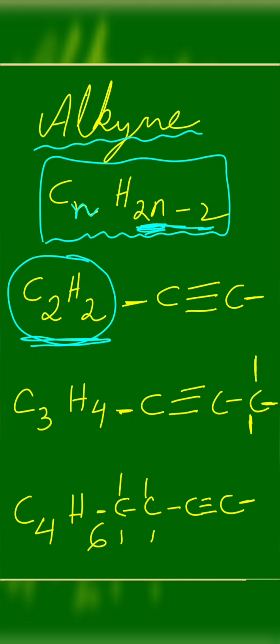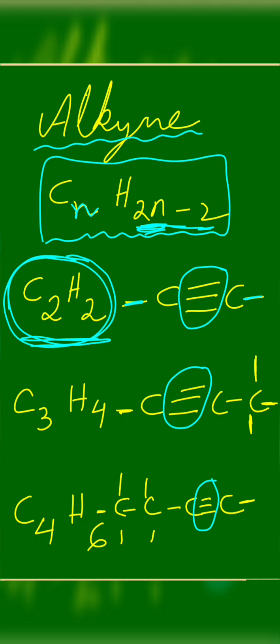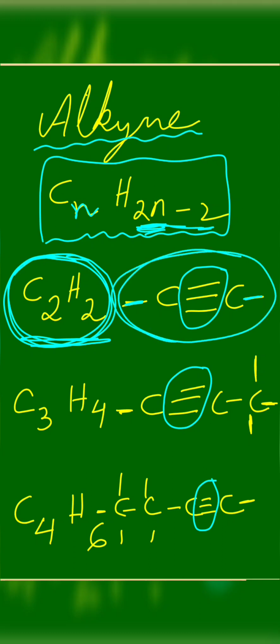What is the speciality in alkynes? It has a triple bond. Three covalent bonds. Only one. So ethyne. Here will be hydrogen in ethyne. C2H2, this one. This is the structural formula of ethyne.